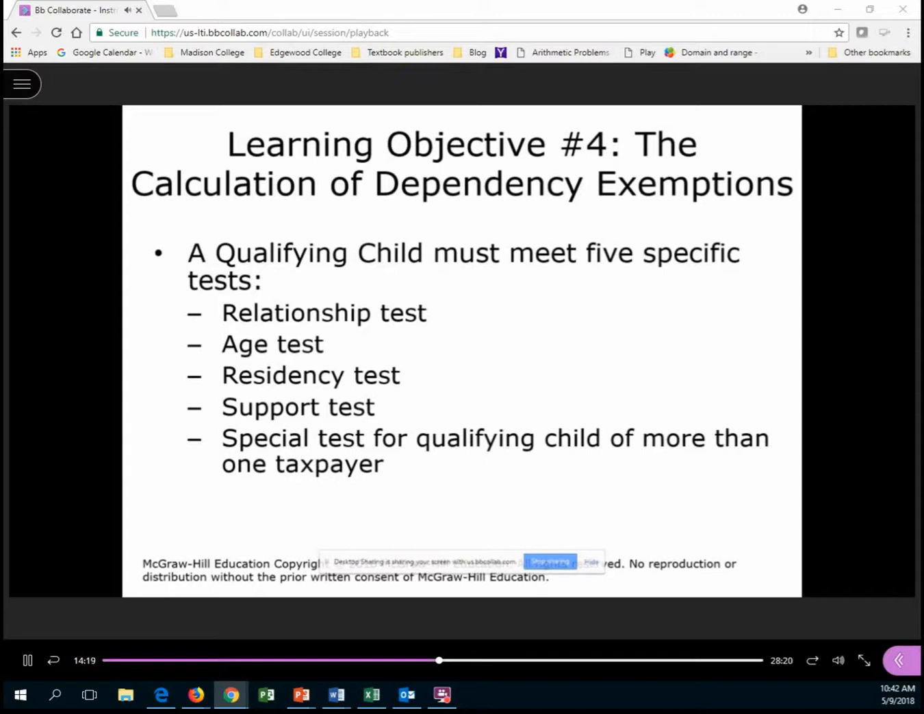Just the age test generally is under 19 if the child is not attending college or higher education or school, and under 24 if they are attending school or college.